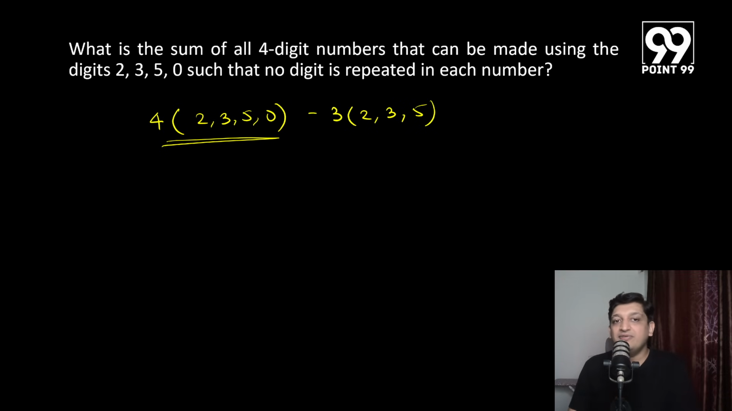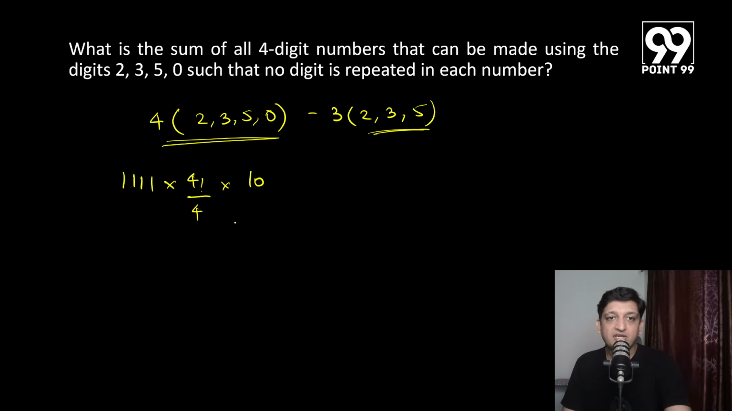We are not comfortable with the numbers that start with a 0, which basically means these will be 3-digit numbers. So then I can use the exact same formula that I had done earlier. So what will I do? 4-digit numbers, so 1111 multiplied by 4 factorial divided by number of digits, that is 4, multiplied by the sum of the digits, 5, 6, 7, 8, 9, 10. So this is what we are going to get in this particular context, right?